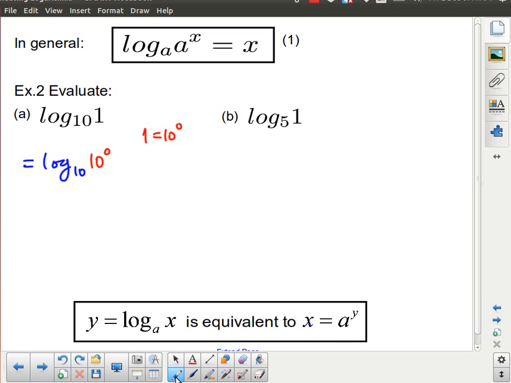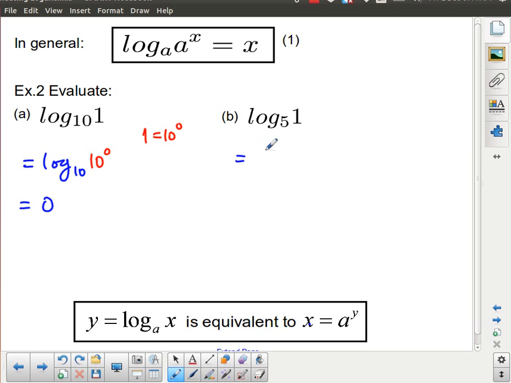But log to the base 10 of 10 to the 0, log base 10 and 10 to the power are inverses of each other. And so I can apply this rule. Log base 10 of 10 to the 0 is just going to give me 0.